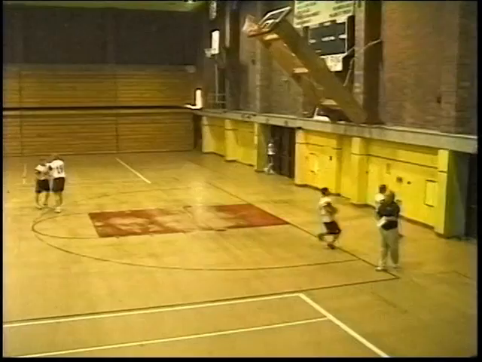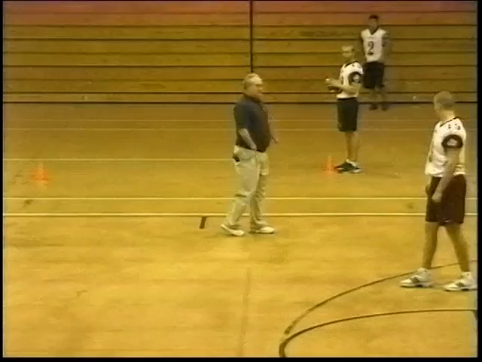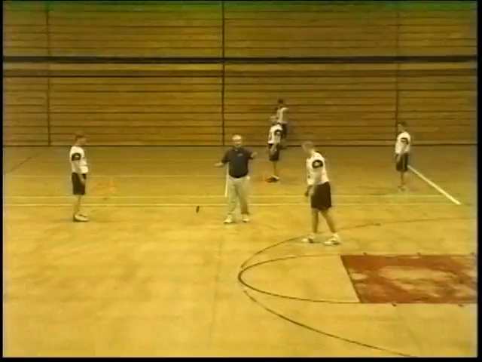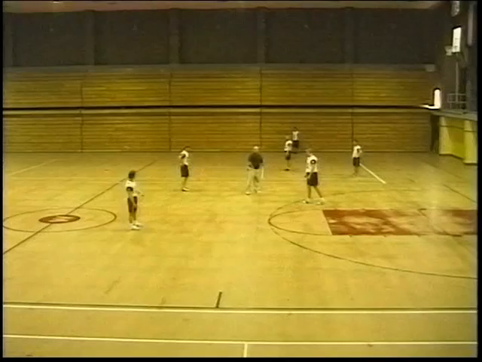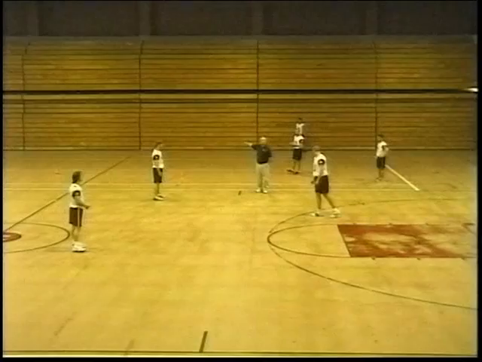Okay, we're going to start talking now about green light sweep. In this drill, we don't need to have the offensive line. We're splitting our tight end, or it could be a wide receiver. We're going to an edge where there's just one wide receiver. We have a very simple numbering system. The corner is number one. The force player is number two. Then the inside backer, that cone, would be number three. And the free safety would be number four.